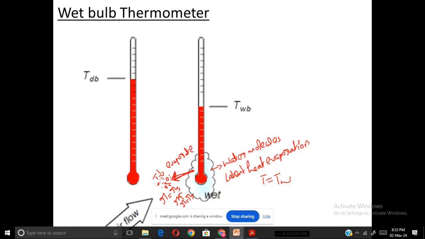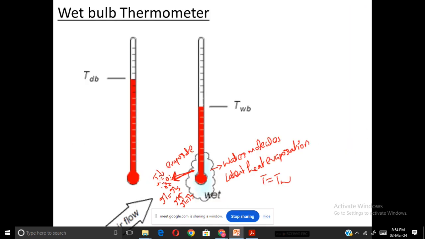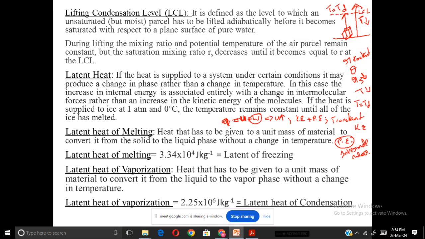These are the three different temperatures that we learned. We learned about dry bulb thermometer and wet bulb thermometer also. Wet bulb temperature is basically measured using a wet bulb thermometer, which is a thermometer with a moist cloth wrapped around the mercury bulb at the bottom of the thermometer. So that is a wet bulb thermometer. So water vapor is being added to the parcel, evaporated from this moist cloth.